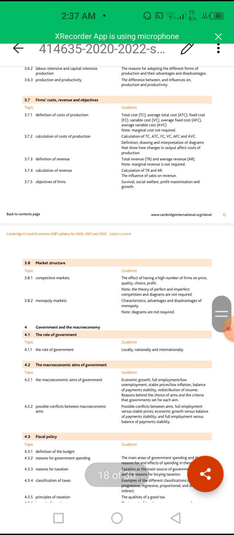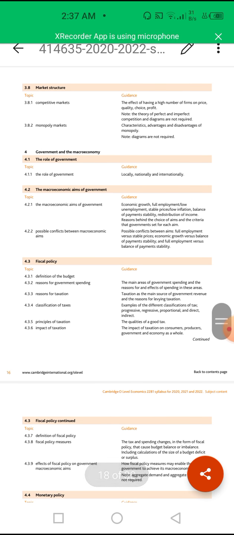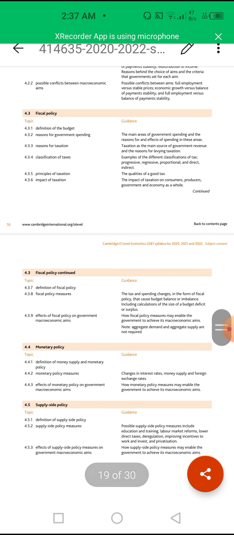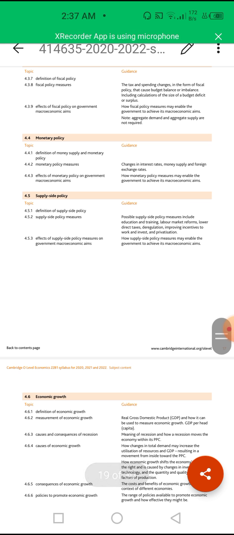Market structure is there. Then the role of government, how the government influences decisions. And then we will move on to macroeconomic policies. In macroeconomics we have to study the government objectives, the fiscal policy and the monetary policy. These are the two tools by which the government controls your economy. Then the government policies to control your economy: one is supply side, the other is demand side. These are two policies we have to study.